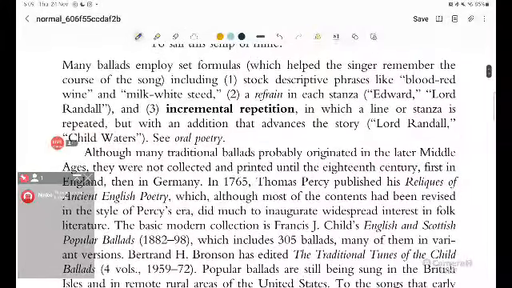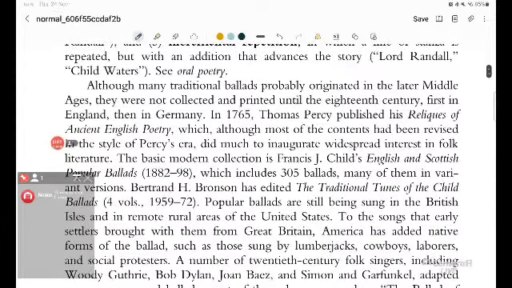सो ये हो चुका हमारा। Although many traditional ballads probably originated in the later Middle Ages, they were not collected and printed until the 18th century, है ना? Because orally जो है transmit होते थे, first in England and then in Germany. In 1765, Thomas Percy published his Relics of Ancient English Poetry, which, though most of the contents had been revised in the style of Percy's era, did much to inaugurate widespread interest in folk literature. The basic modern collection is Francis J. Child's English and Scottish Popular Ballads.